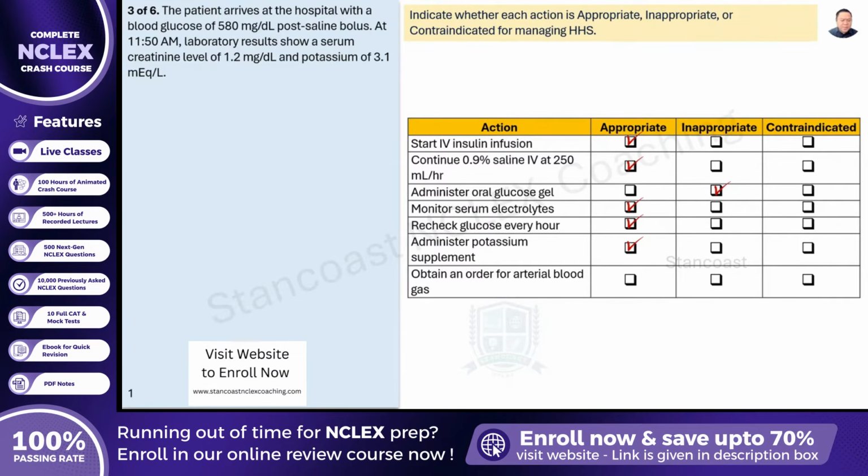Now let's look into the last intervention. It says obtain an order for arterial blood gas. What do you think about this one? Well, in this case scenario, it's inappropriate. This is not necessary in this case because hyperosmolar hyperglycemic syndrome is totally different from diabetic ketoacidosis.